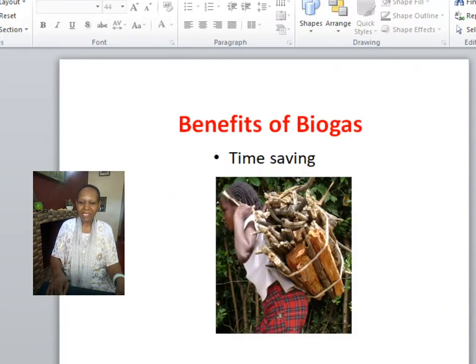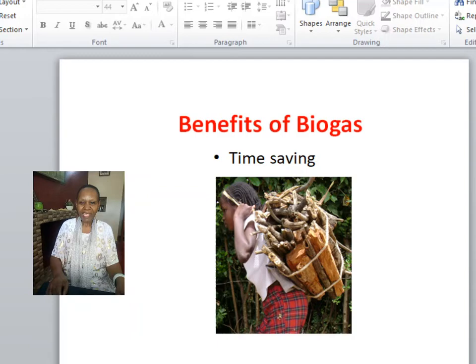So what are the benefits of biogas? Somebody might ask. One of them is that it is time saving. You find that in the rural areas where we have the plants and the animals, most of the cooking energy is firewood. Actually, like in Kenya, it has been over 70%. In the rural areas, cooking energy is firewood and charcoal.